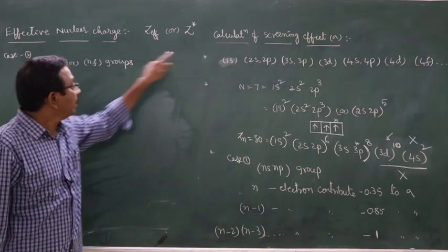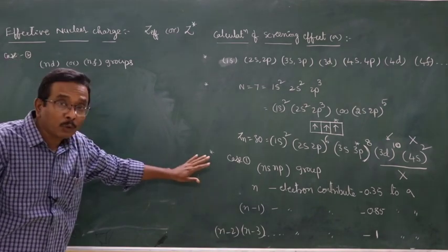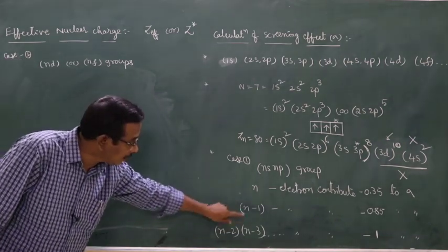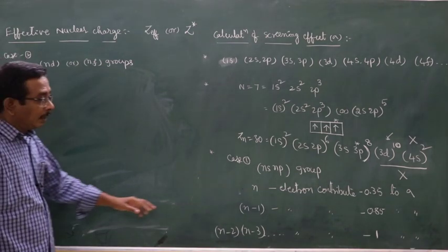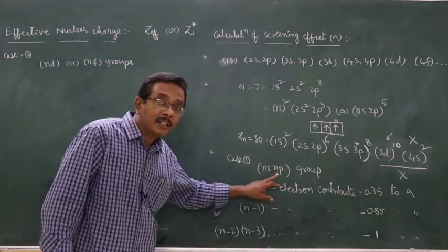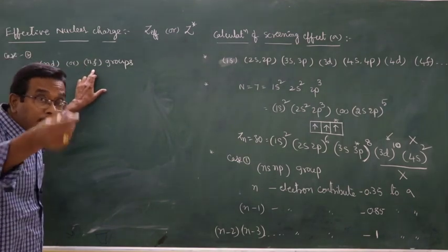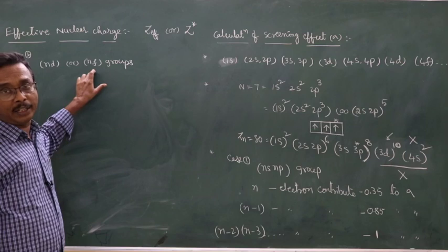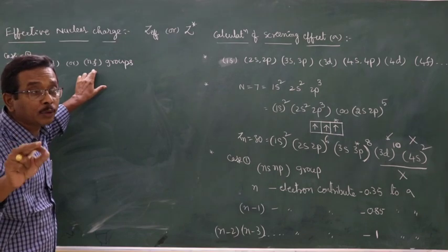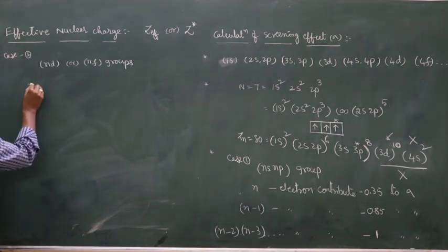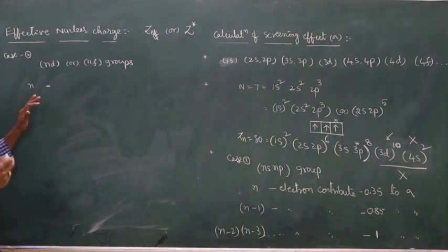Here the first point remains the same, the second point remains the same, and the only difference is in these 3 points. What are they? First one, during the calculation of the Slater constant for an electron present in either ND or NF groups, except the electron for which the effective nuclear charge is calculated, all the remaining electrons contribute 0.35 each to the Slater constant. Meaning the electron for which the effective nuclear charge is calculated is the exception.